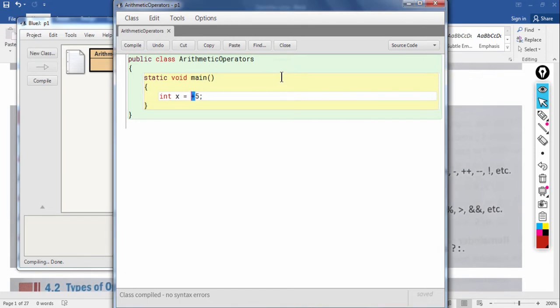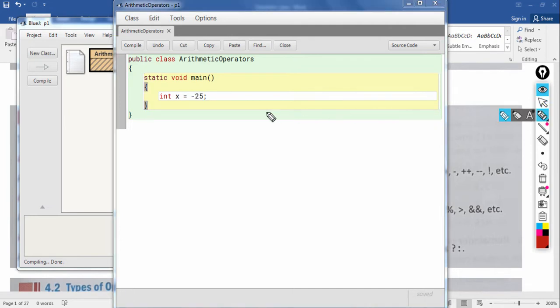Similarly, if I write here minus 25, now we have made 25 negative. So why is it negative? Because we have put a minus operator here, so the number has become negative. Again you can see that the minus operator here is just taking a single operand, which is 25, so the number becomes negative. So this is how plus and minus can be used as unary operators as well.